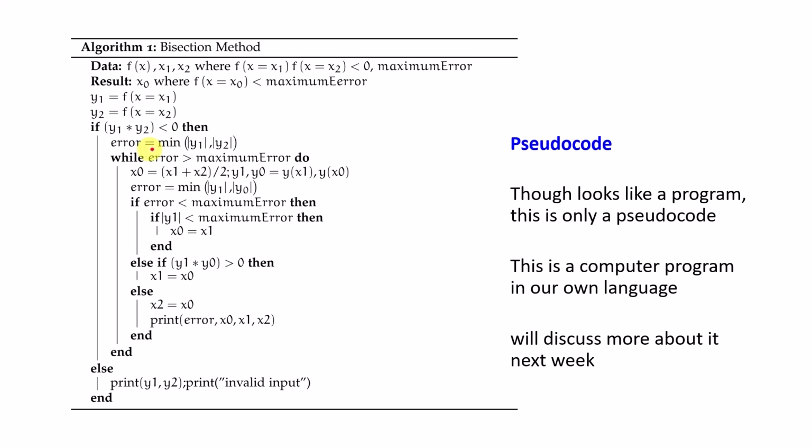Then we calculate the error. Error will be the minimum of y1 or y2, whichever is minimum. And as long as my error is greater than the maximum error, we'll do this calculation. As I have already explained, we get the value of x naught as x1 plus x2 divided by 2. We'll check if this x naught is good enough. If it is not, then we'll replace x naught with either x1 or x2, and we'll continue this way until the solution converges.